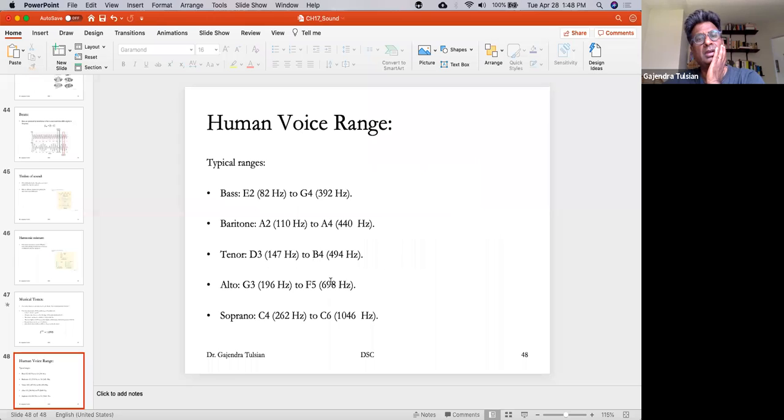Okay. So these are the various frequency ranges for various singers. Sopranos have the highest pitch, altos, and the fundamental frequencies in that range, tenors in that range, baritone in that range, and so on. All right, that finishes this chapter.